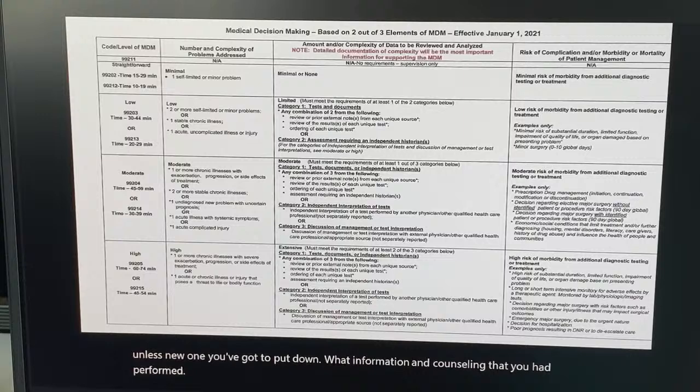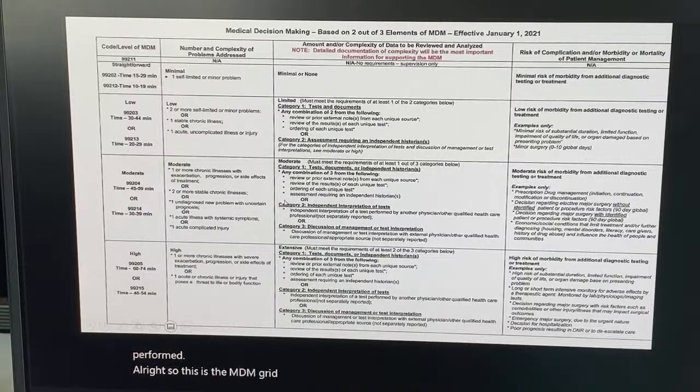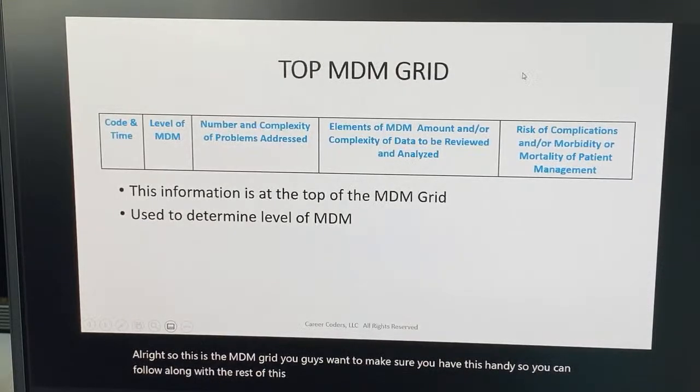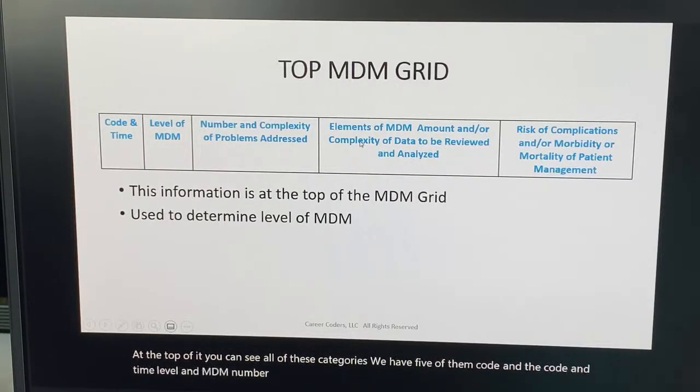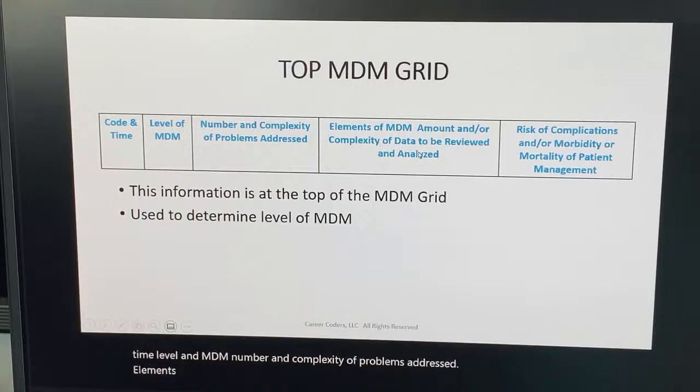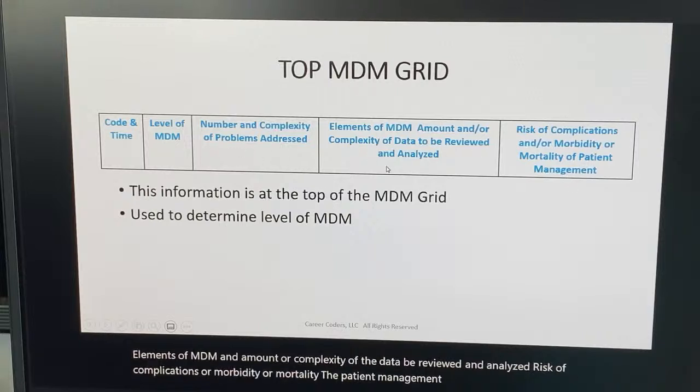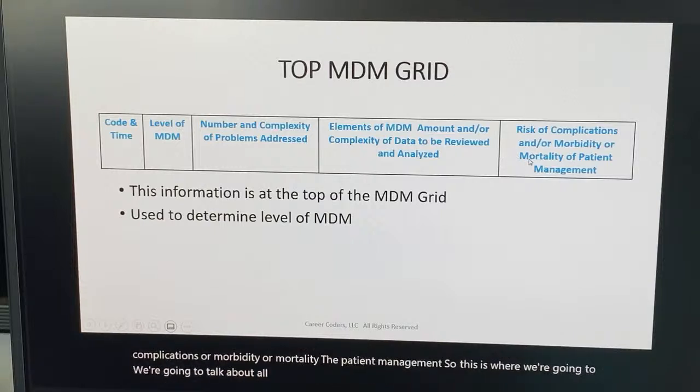All right, so this is the MDM grid. You guys want to make sure you have this handy so that you can follow along with the rest of this presentation. At the top of it, you can see all of these categories. We have 5 of them: code and time, level of MDM, number and complexity of problems addressed, amount and/or complexity of data to be reviewed and analyzed, and risk of complications and/or morbidity or mortality of patient management. So this is where we're going to talk about all these columns as we go through here, and these are all used to help determine the MDM.